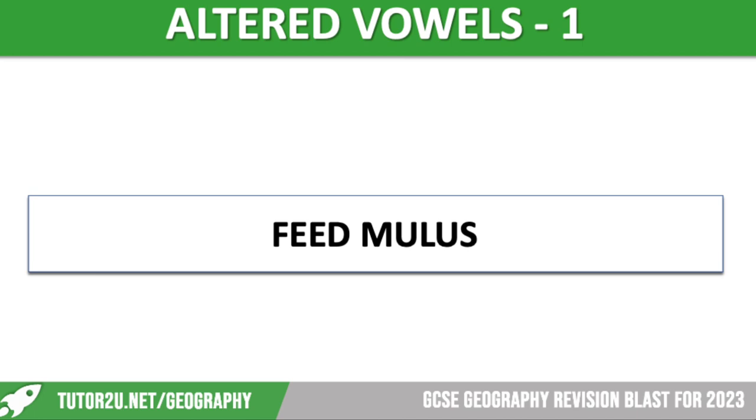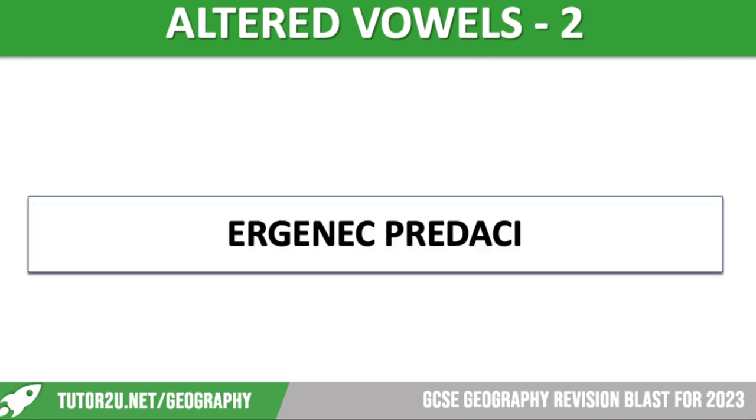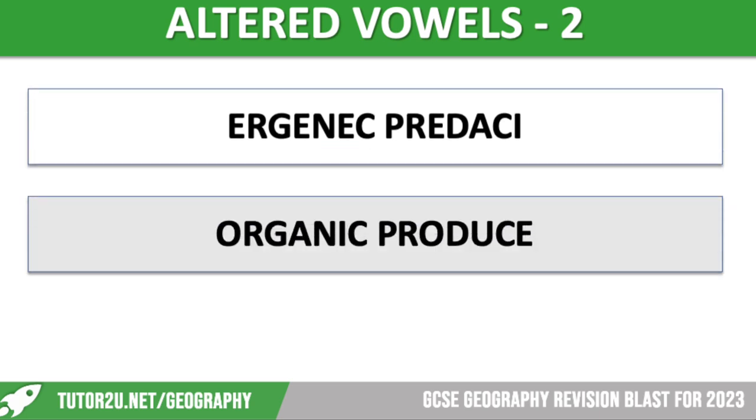Okay, hopefully it's a nice easy one to get started. It is food miles, which is the distance covered supplying food to customers from field to fork. Right, number 2. Again, to do with food. So this is something that has increased in popularity over the last couple of decades. Let's have a look. It is organic produce. It's food produced without the use of chemicals. So not using fertilizers and not using pesticides.